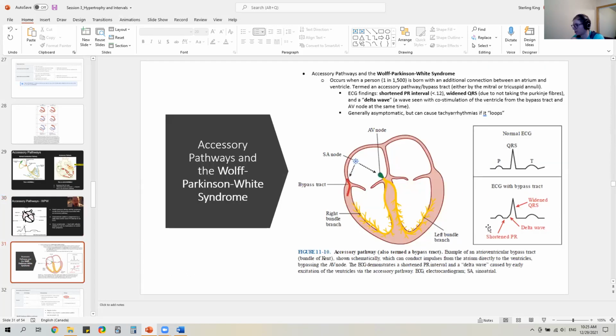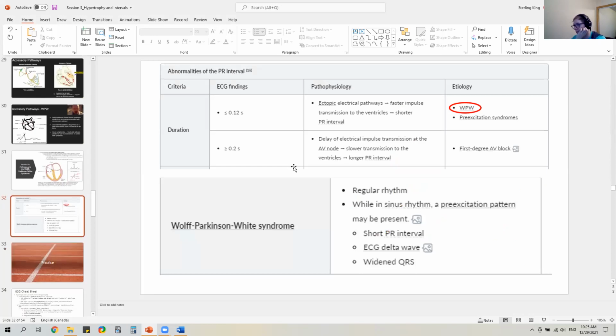And so this is just another picture showing that. You see a P wave, short PR, delta wave with a wide QRS. And you can just look at this. It again describes Wolff-Parkinson-White and the things that you're looking for.